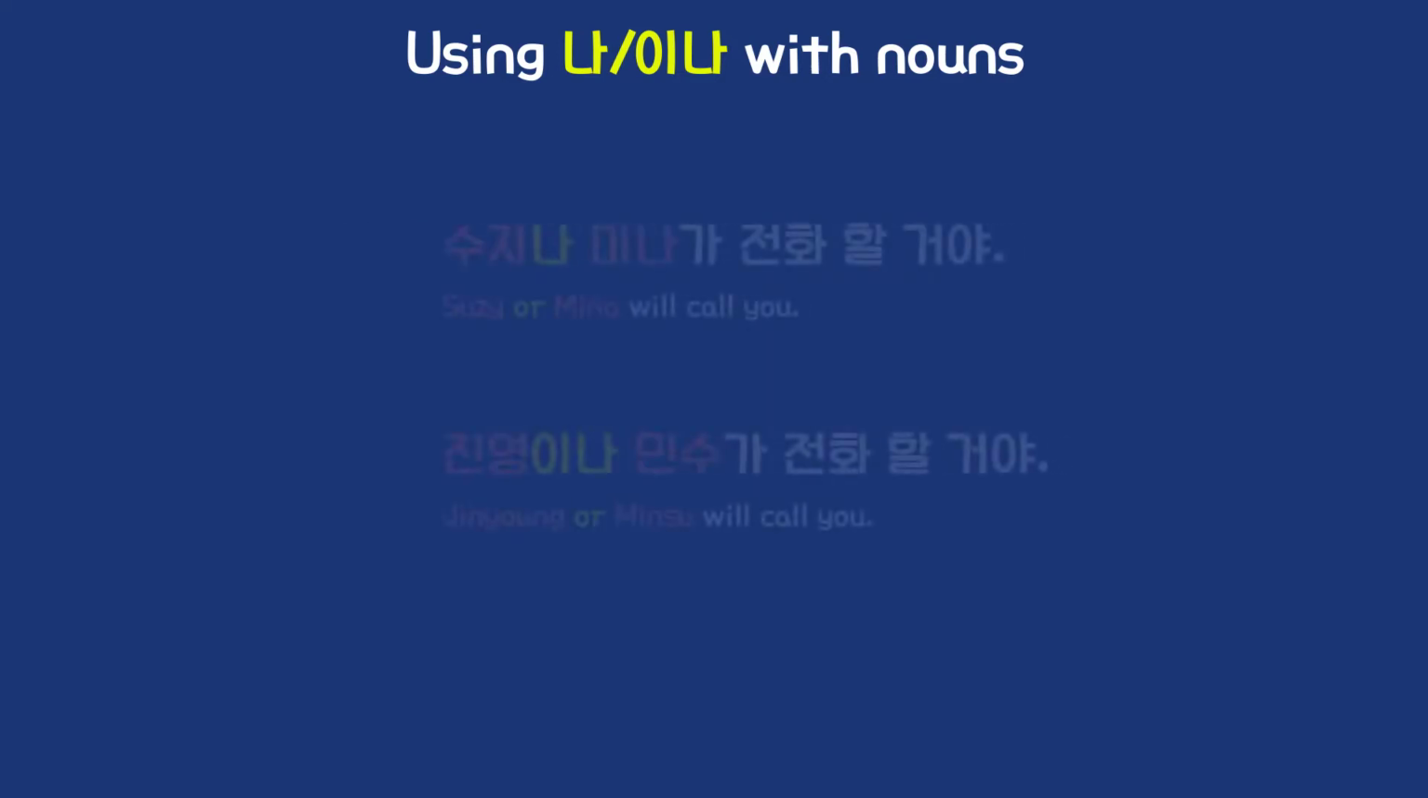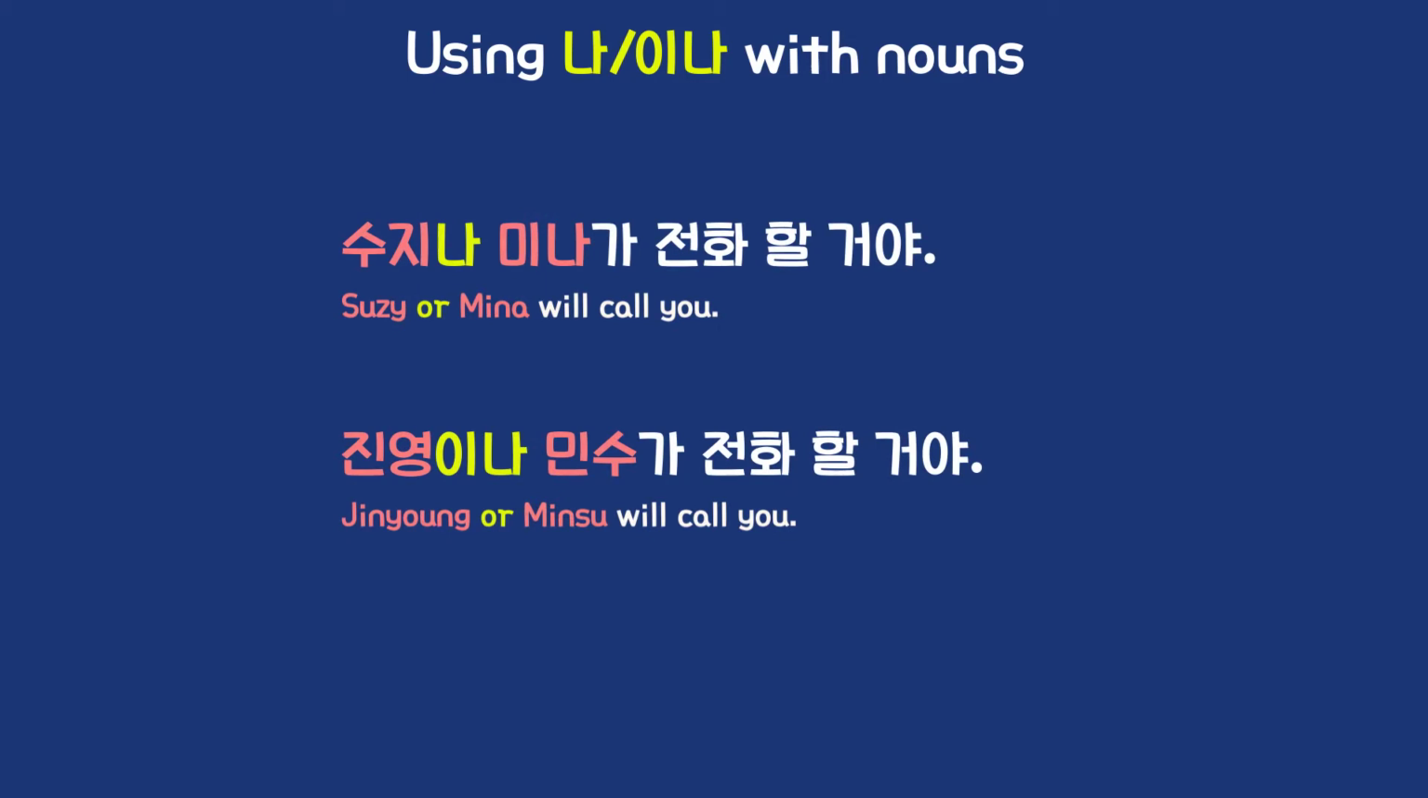Let's take a look at two more example sentences. 수지나 미나가 전화할 거야. Susie or Mina will call you. 진영이나 민수가 전화할 거야. 진영 or 민수 will call you. So again, we use 나 in the first sentence as the name 수지 doesn't end in 받침. And we use 이나 in the second sentence as the name 진영 ends in an 이응 받침.